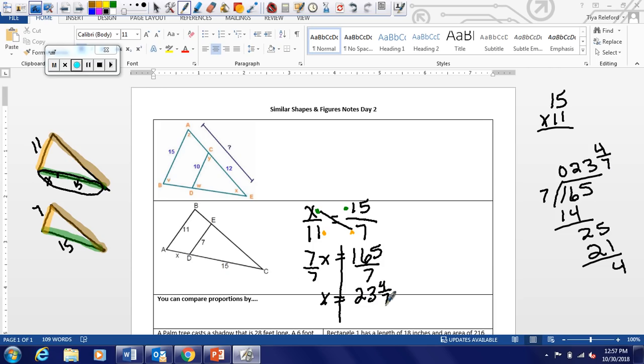I'm leaving mine as a fraction. You can turn yours into a decimal if you want. Is that x here? It's not really. It's the whole side. This whole side is 23 and 4/7.